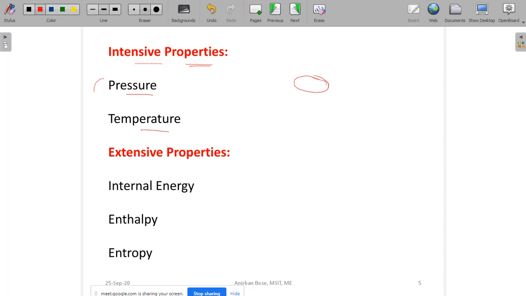So these are nothing very important to us right now. Let us go to these extensive properties, which are very much dependent on how much amount we are taking. It depends on the mass or the volume that you are taking. The first thing is that we'll see the internal energy. This thing already you have seen in thermodynamics.